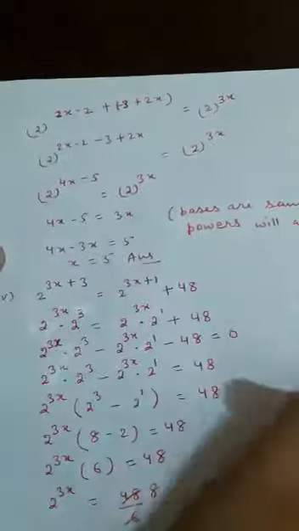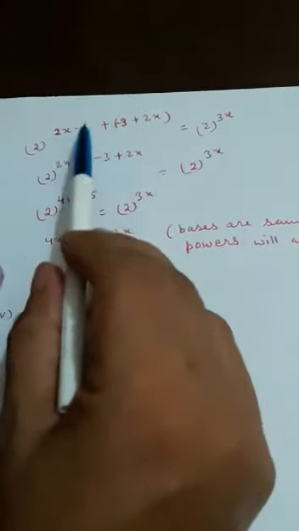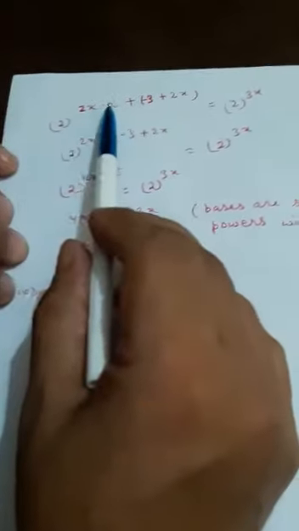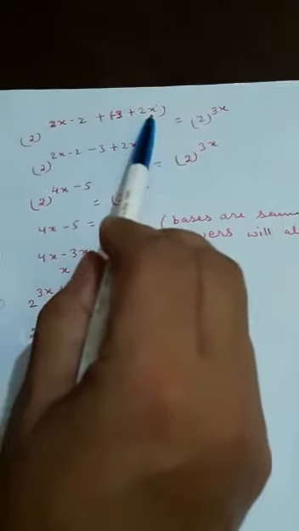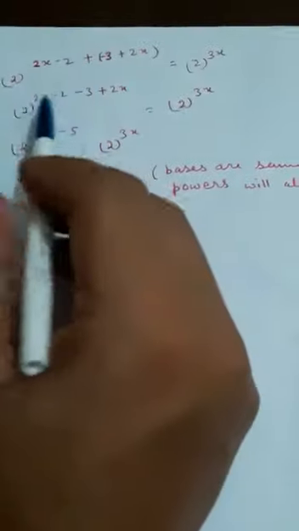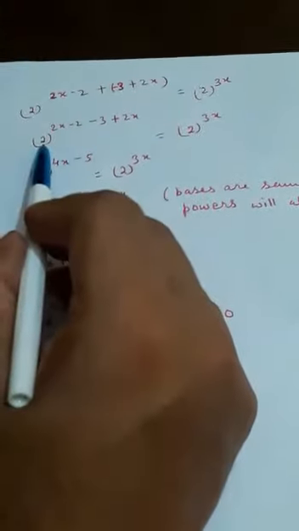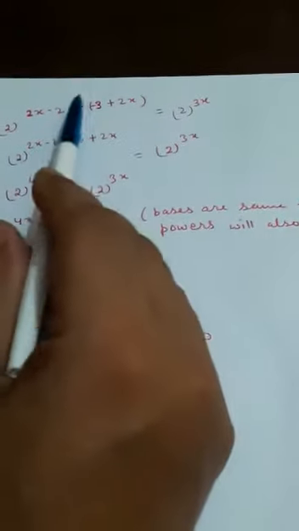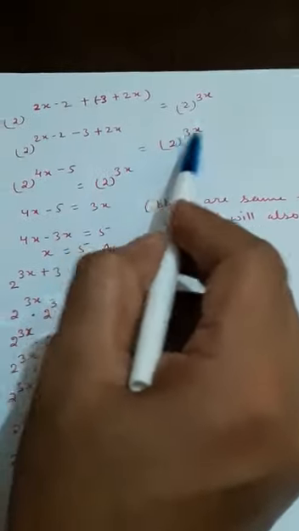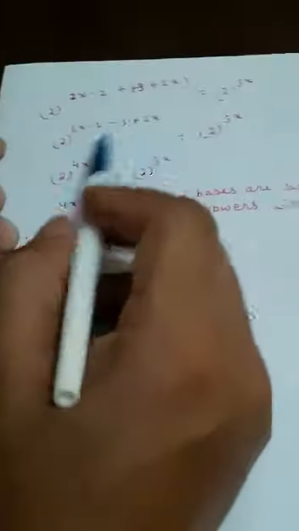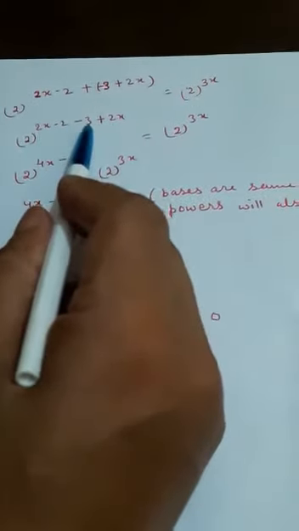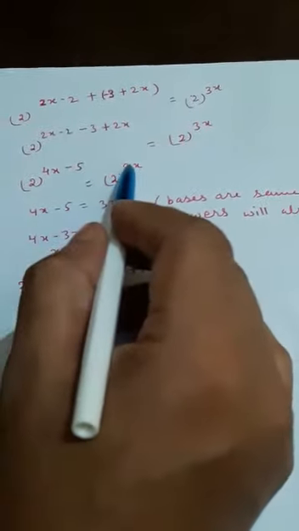Then we will see 2 power 2x minus 2, their bases are the same, so we will add their powers. So let us add their powers. 2x minus 2, bases are the same, and in case of multiplication, remember it, we will add their powers. So 2x minus 2 plus minus 3x plus 2x is equal to 2 power 3x. Now let us remove this bracket. 2 power 2x minus 2 plus into minus it will be minus 3, plus into plus plus 2x is equal to 2 power 3x. Now 2x plus 2x will be 4x, and minus 2 minus 3 will be minus 5, is equal to 2 power 3x.